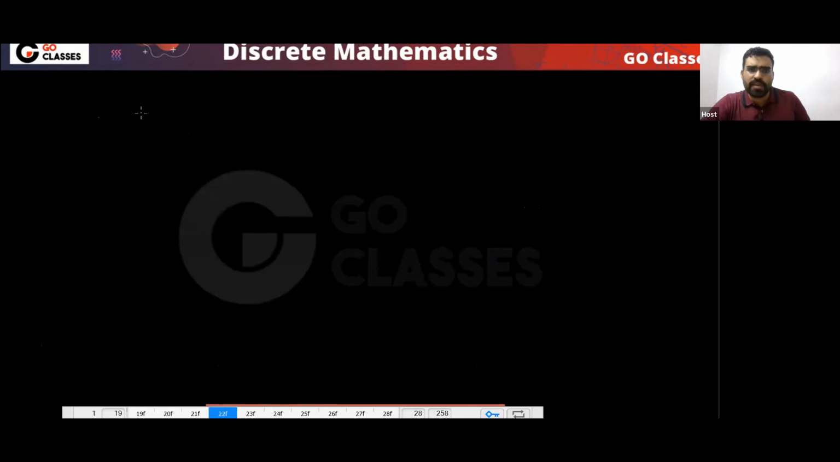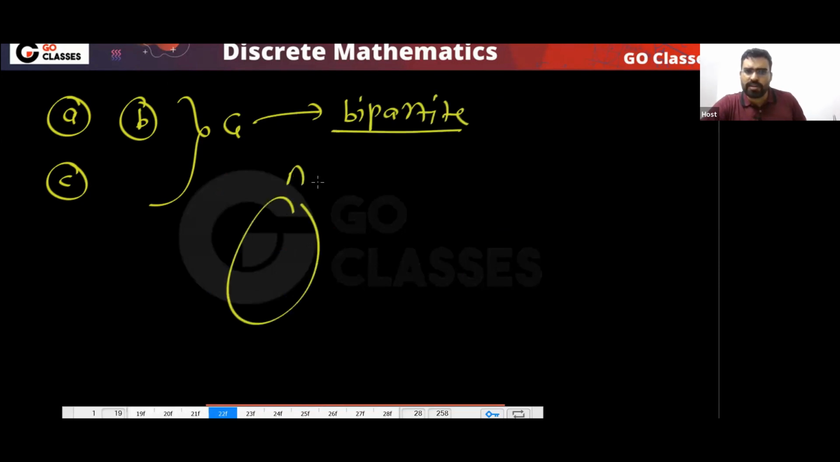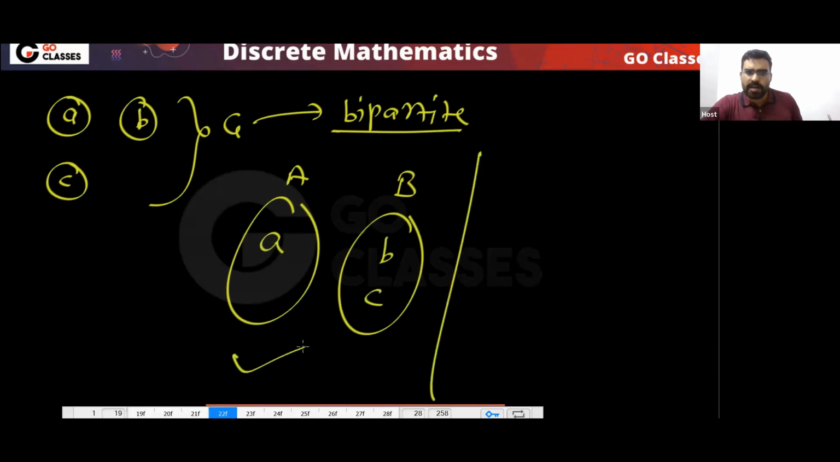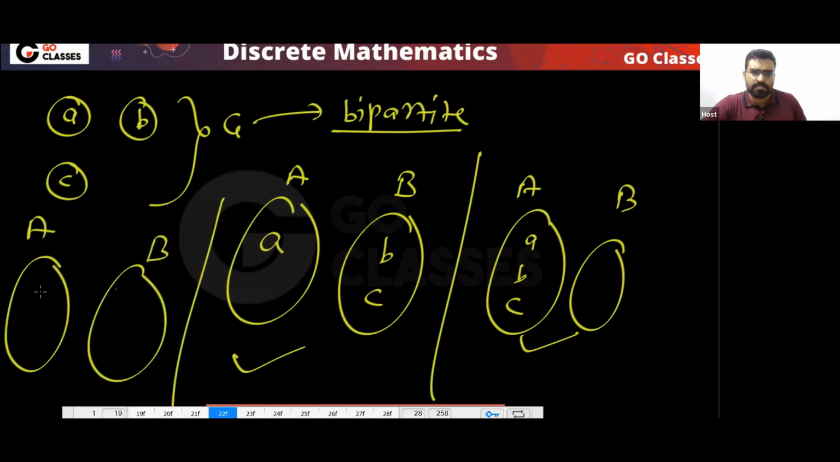If I give you this graph A, B, C, then this graph G is bipartite, and this partition will also work. See, this partition will also work. This partition will work. This partition will also work. Okay, all these partitions will work. So bipartite means you can create a partition. You can create a bipartition.